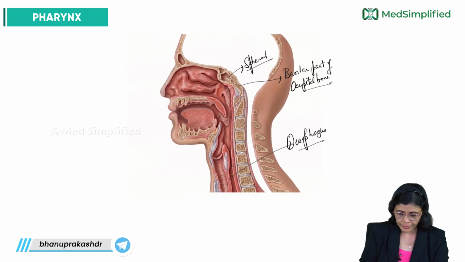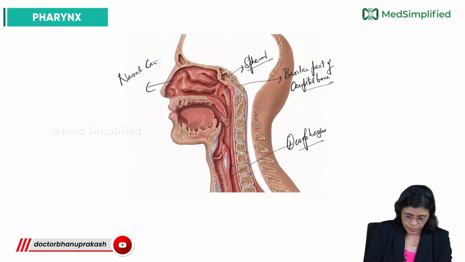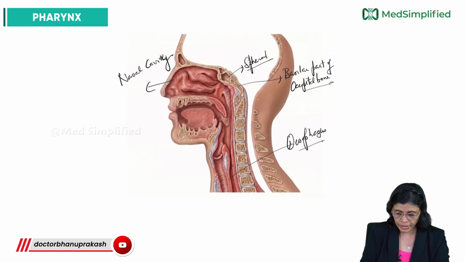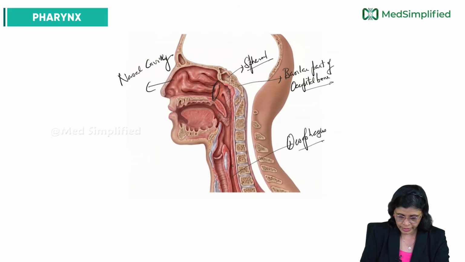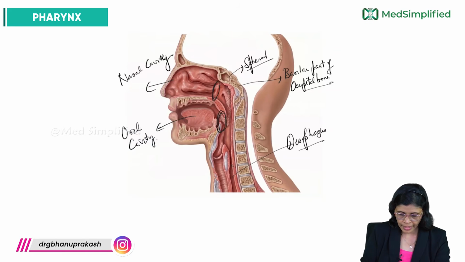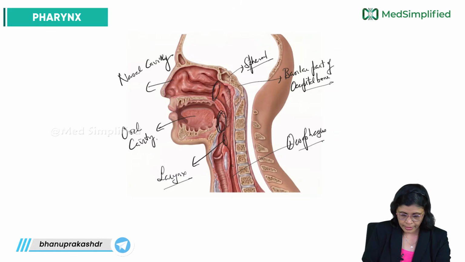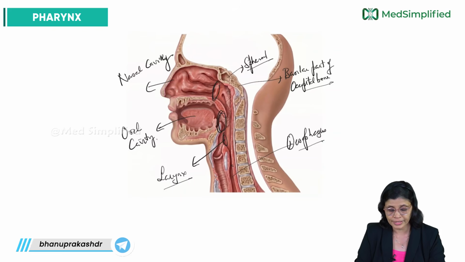And in front, it will communicate with the nasal cavity through the choanae, that is at this part. Then through the oropharyngeal isthmus, it will be communicating with the oral cavity, and at the laryngeal inlet, it will communicate with the larynx. So that is its relations anteriorly.